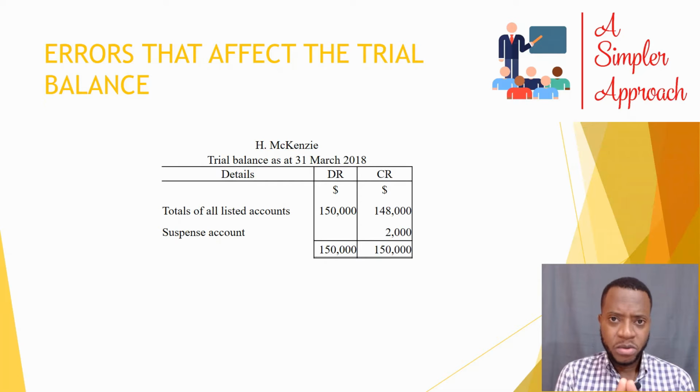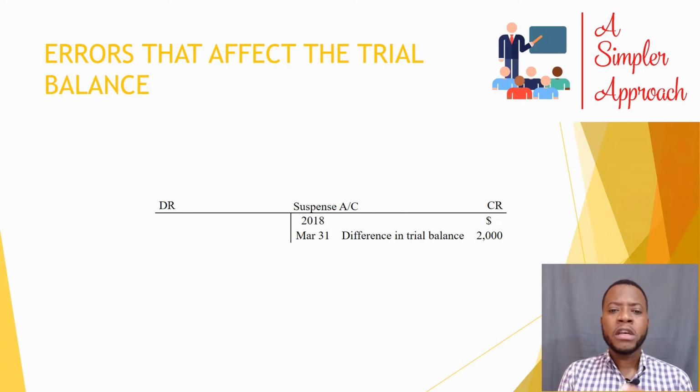We have placed the $2,000 that was causing the trial balance not to balance in the suspense account, and the trial balance is now balanced. This is what the suspense account would look like, with the difference in it, the $2,000 on the credit side, because that's the side where the shortfall was. So our financial statements have been prepared and suspense is taken care of. Everything is fine.